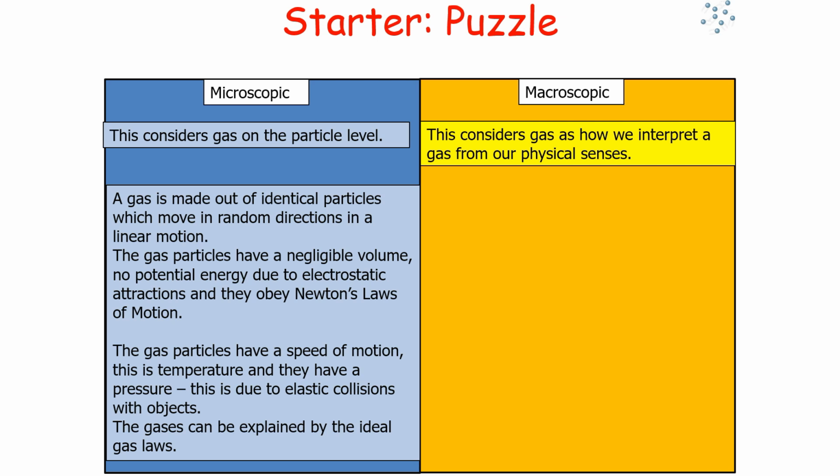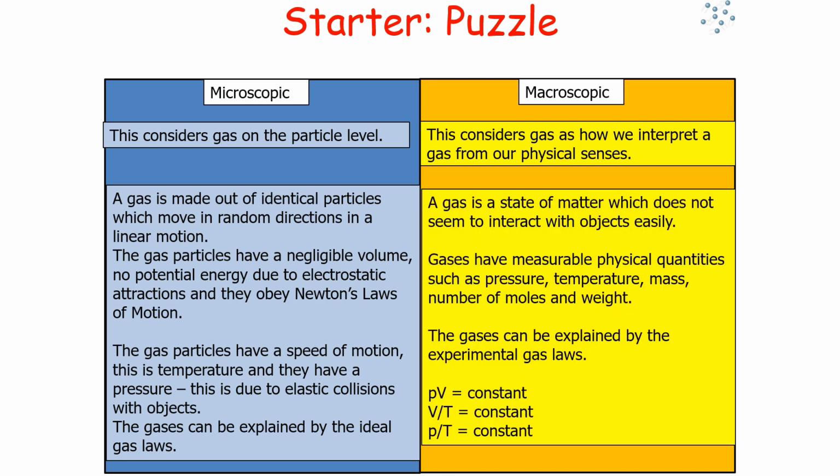and these gases can be explained by the ideal gas laws. But when we consider the macroscopic interpretation of a gas, we state that a gas is a state of matter which does not seem to interact with objects easily. Now gases do have measurable physical quantities such as pressure, temperature, mass, the number of moles and weight. Now the gases can be explained on a macroscopic level by the experimental gas laws. PV equals constant, V over T equals constant, and P over T equals constant.